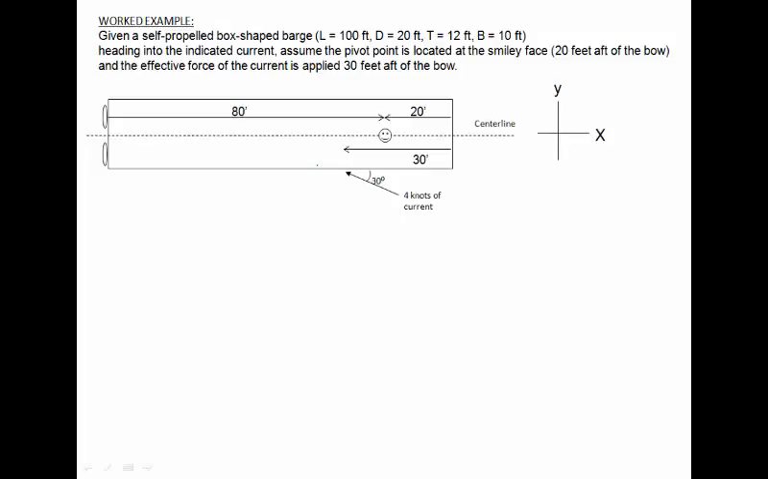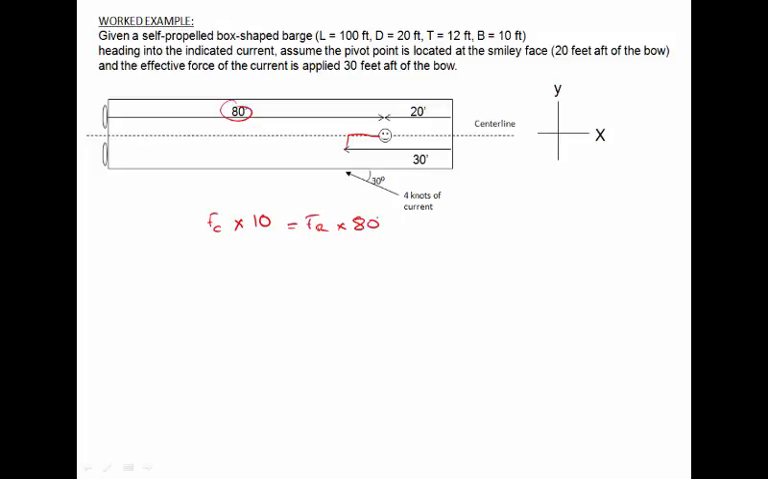In order to do it, we need to figure out that the force of our current times its lever arm, which is going to be 10, has got to be equal to the force of the rudder times its lever arm, which is all the way at the stern, so it's this 80 value to the pivot point.